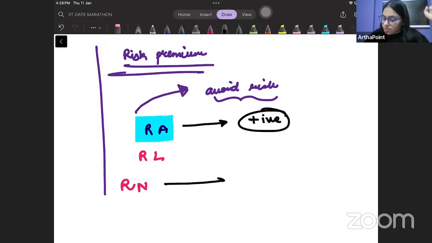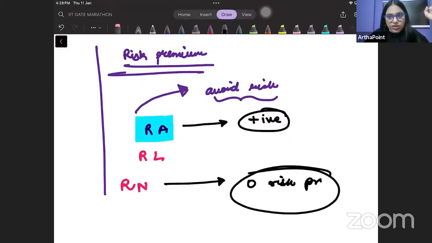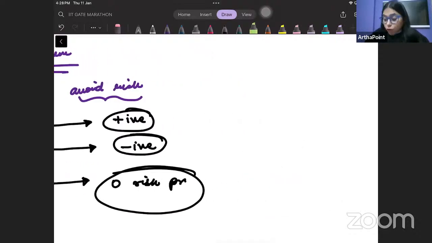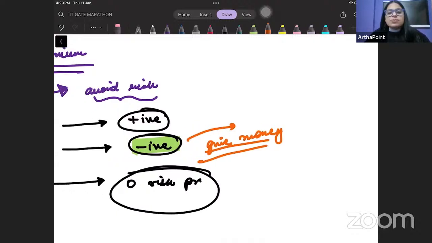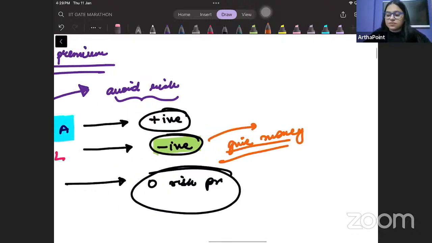A risk neutral person will have zero risk premium. He is neither willing to give money nor does he need money. And a risk lover individual will have negative risk premium. Why? Because he wants to take risk. तो अगर आपको उसको risk लेने से बचाना है, you will have to give him money if you want him not to take risk. So we talked about the concept of risk premium, where we said why risk premium can be positive, negative or zero. इसकी हमने बात की.